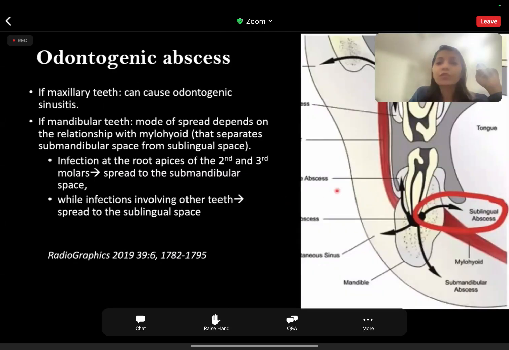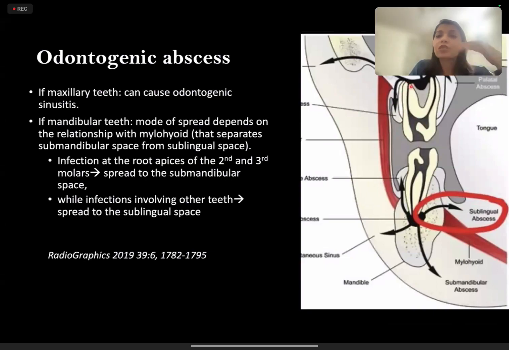Now, if the maxillary tooth is involved, which we see here in a schematic, and the infection goes up into the sinus, into the antrum, then that becomes odontogenic sinusitis. If the mandible tooth is involved, the mylohyoid sling is the one that separates the sublingual space above from the submandibular space. So if the root apices of the second and third molars lie above the sling, this can lead to sublingual abscess. More commonly, it is the submandibular abscess that we see.